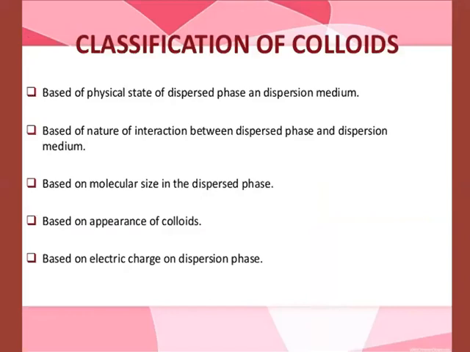Colloids have been further classified based on the physical state of the dispersed phase and dispersion medium, the nature of interaction between them, the molecular size of the dispersed phase, the appearance of colloids, and the electric charge on the dispersed phase. But we only have to study the various groups of colloids on the basis of the physical state of the dispersed phase and dispersion medium, which are as follows.